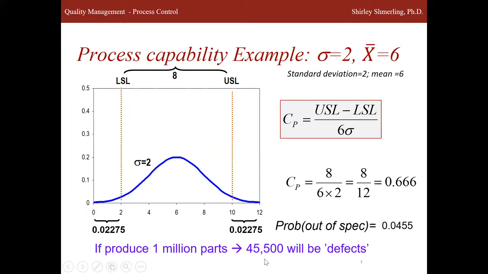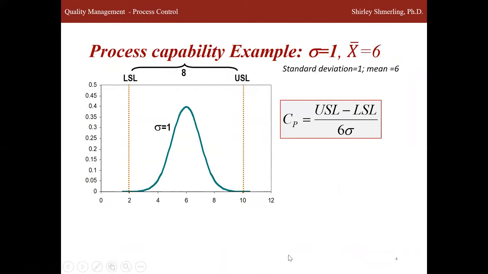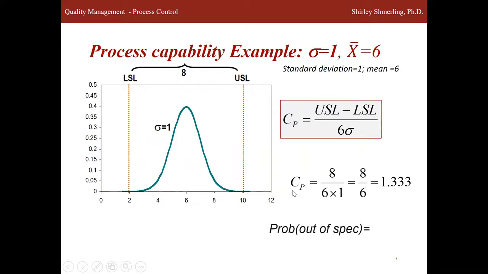Let's look at what happens if our standard deviation, instead of 2, is 1. In this case, the index is going to be 8, which is the range of the specification, divided by 6 times 1, which gives us 1.333, which is 4/3. And in terms of the probability of being out of specification, you see that the area under the curve above the 10 or under the 2 is much smaller.